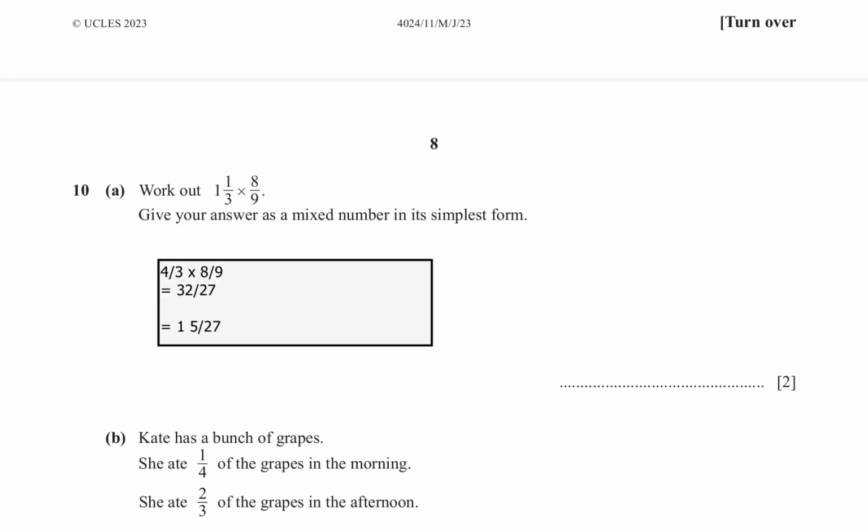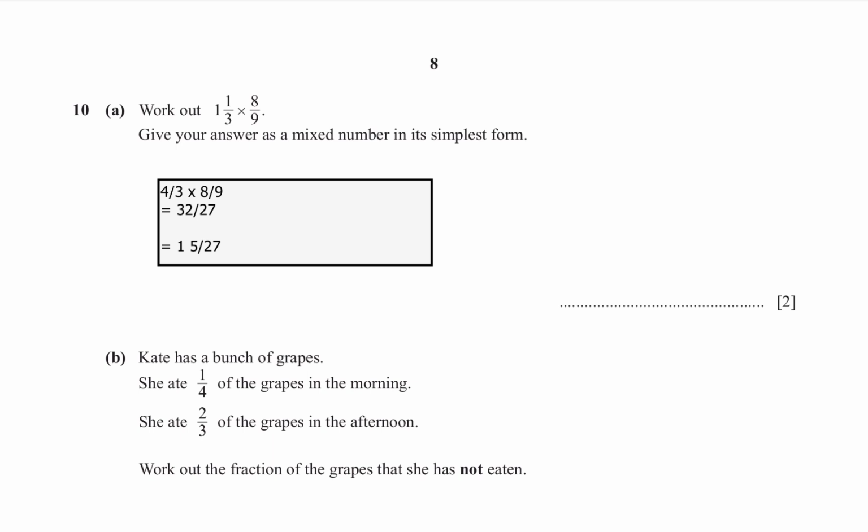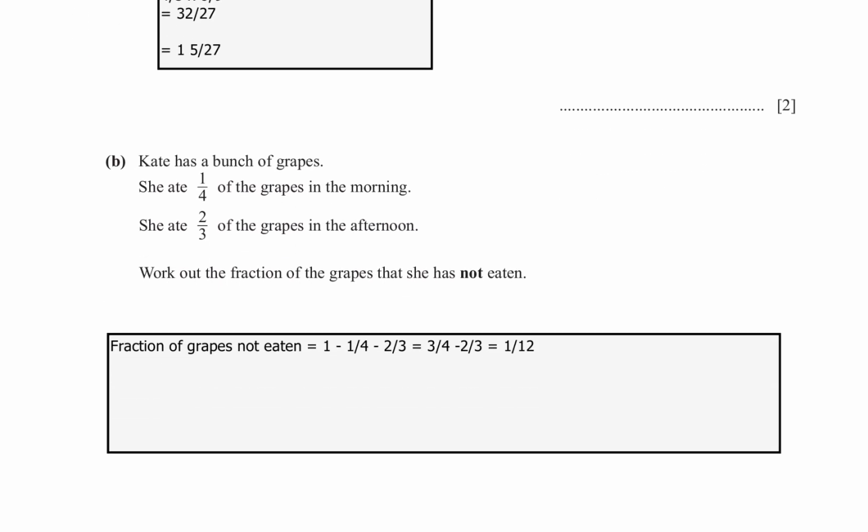Okay, let's move on to question number 10. Work out 1 whole 1/3 times 8 over 9. Give your answer as a mixed number in its simplest form. So 4/3 times 8/9 is equal to 32 over 27, and that is equal to 1 whole 5 over 27, which is our answer.